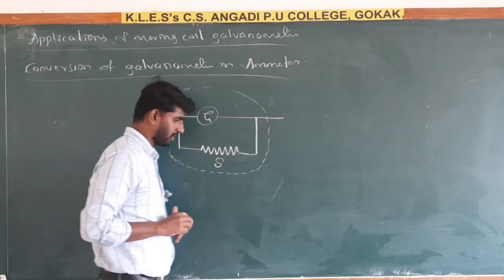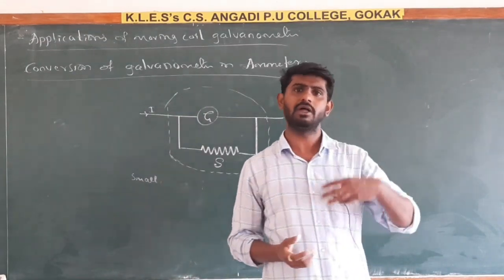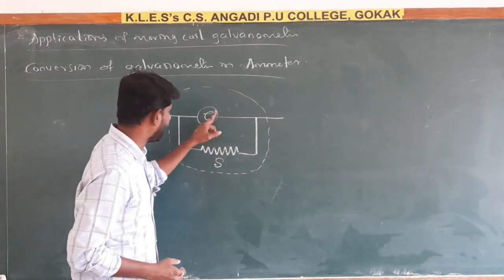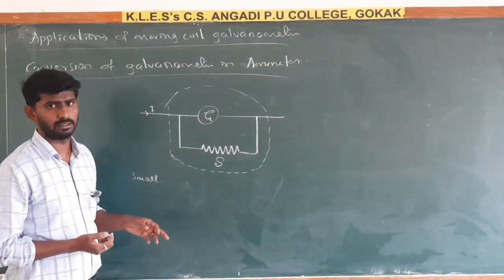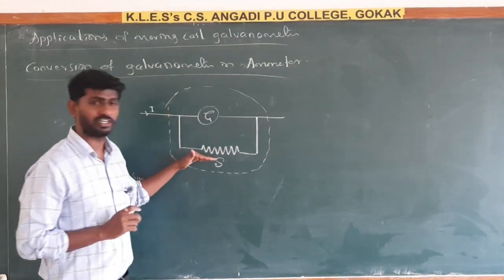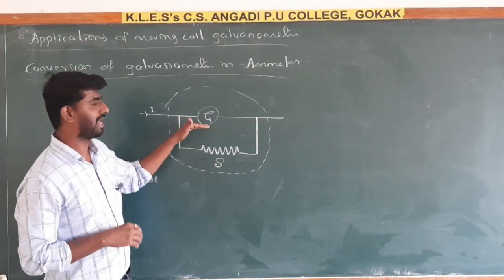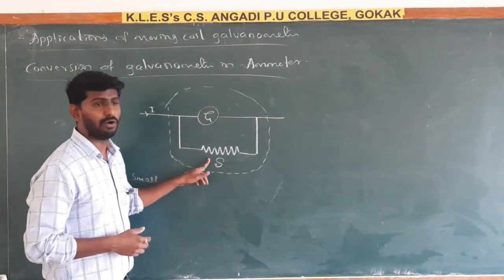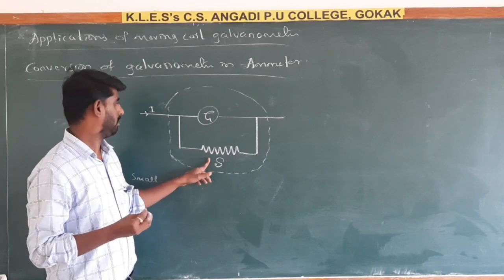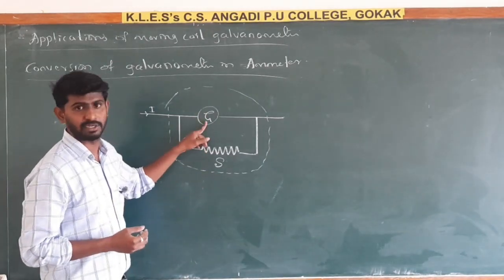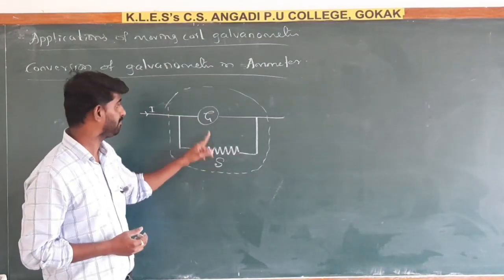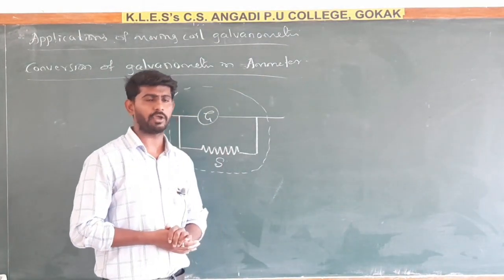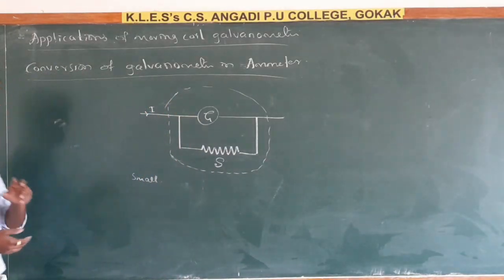So a simple question: how do you convert a galvanometer into an ammeter? You should answer by connecting a low resistance in parallel with the galvanometer. Sorry, a small mistake. Which connection is it, series or parallel? It is parallel; by mistake I said series. So whenever you connect a very small resistance in parallel to the galvanometer, it converts into an ammeter. Understood? This much is needed to answer.